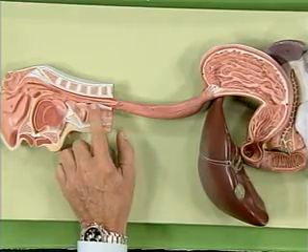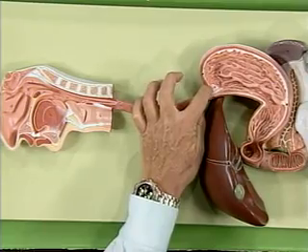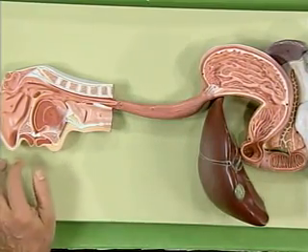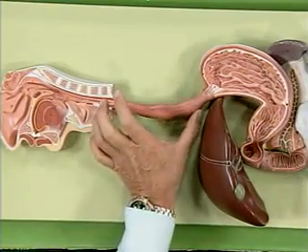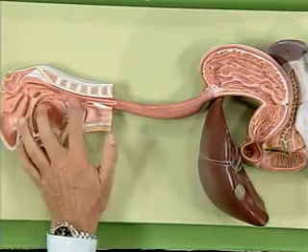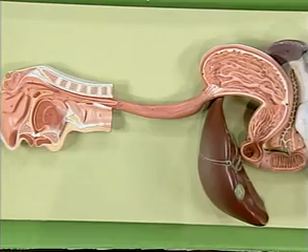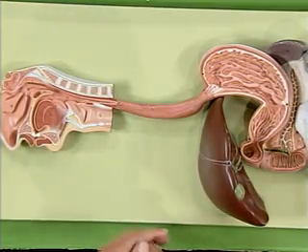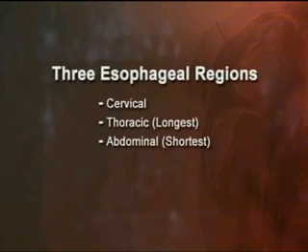Let me repeat that again. Cervical part, thoracic part, and abdominal part. This section right here that joins the stomach is the abdominal part. It's actually quite short. And this is just a transport tube to get the ingesta from the pharyngeal region up in here down to the stomach. Let's look at a graphic now that summarizes what we just said there. The three regions of the esophagus on this graphic are the cervical region, the thoracic region, and the abdominal region.